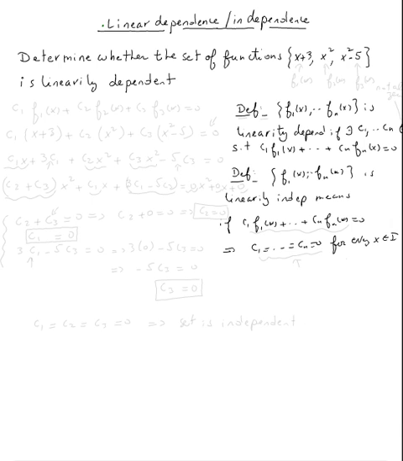The topic is linear dependence and independence. So let's do this example. Determine whether the set of functions x plus 3, x squared, x squared minus 5 is linearly dependent. So the definition is right here.